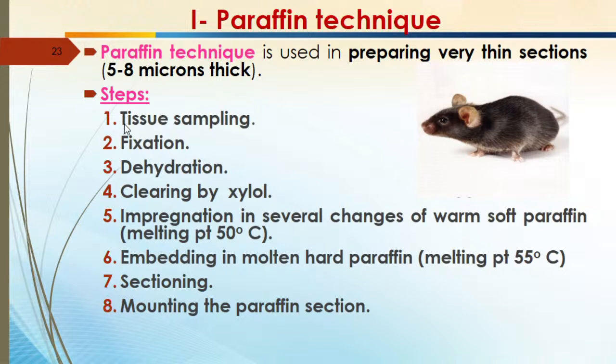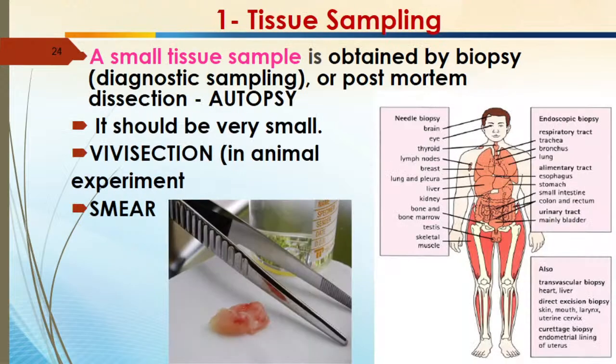And we also have here the steps of the paraffin technique. Step 1, tissue sampling; next, fixation; step 3, dehydration; step 4, clearing by xylol; step 5, impregnation in several changes of warm paraffin, melting at 50 degrees Celsius; and embedding in molten hard paraffin, melting at 55 degrees Celsius. Next is sectioning, and number 8 is mounting the paraffin section. Let's talk about each of them.